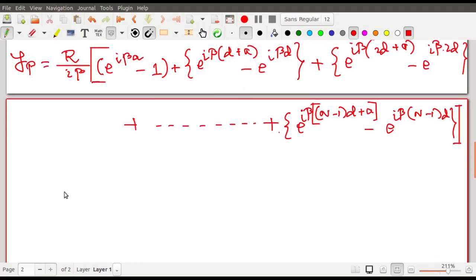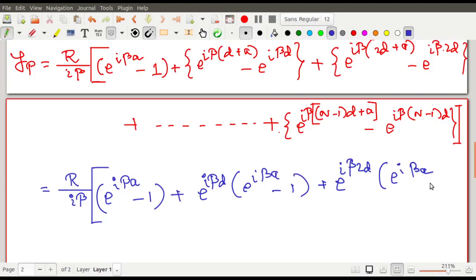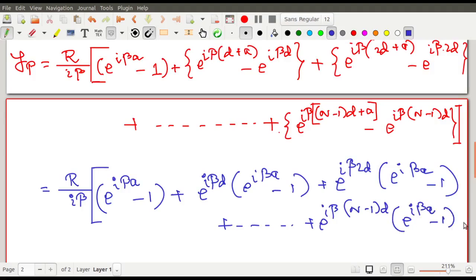তো ফার্দার সিম্পলিফিকেশন করব। ডোন্ট ডিস্টার্ব r by I beta, r by I beta কে ডিস্টার্ব করো না, ওকে থাকতে দাও। And then whatever you can do is that e to the power I beta a minus 1 plus, excuse me, e to the power I beta, you see I can take d common, e to the power I beta d common নিলে e to the power I beta a minus 1, and I hope that you have got the trackটা পেয়ে গেছো। e to the power I beta 2d you take common, e to the power I beta a minus 1 plus dot dot dot dot plus e to the power I beta n minus 1 d common, so it is again e to the power I beta a minus 1.